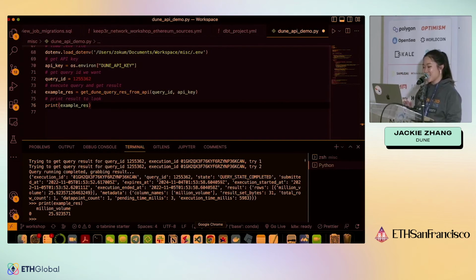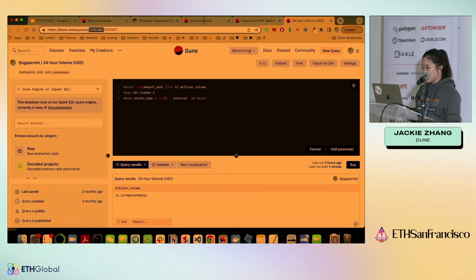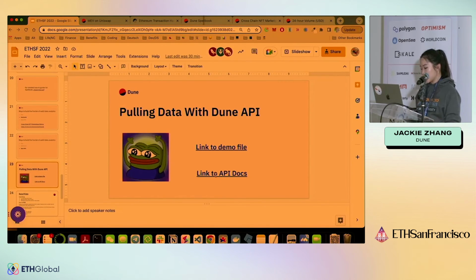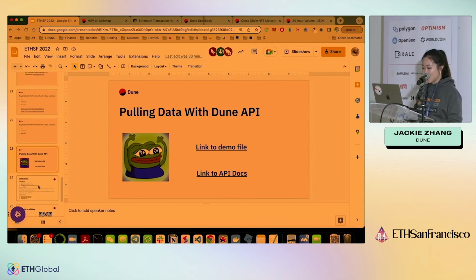So the way you pull data from Dune is you write a query about whatever you want to analyze. After that, you grab the query ID, and with the Dune API key, you just get the result. Then you can feed it into whatever application you want to build. Going back to here, this is the link to the API docs if you want to dive into it a little more.